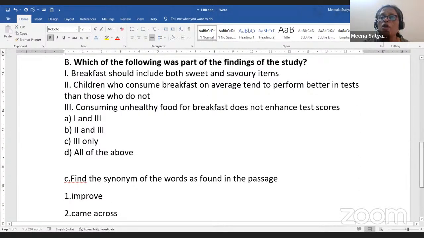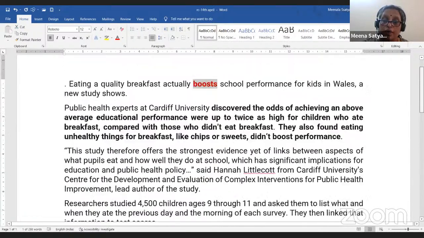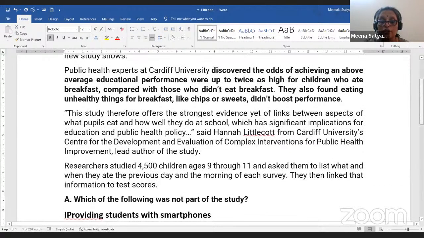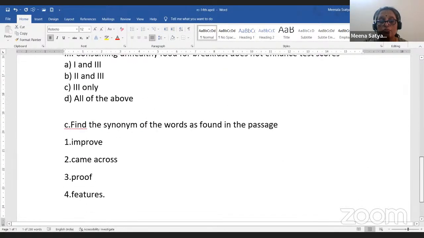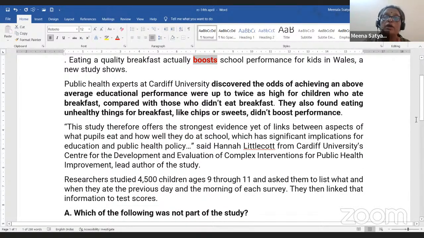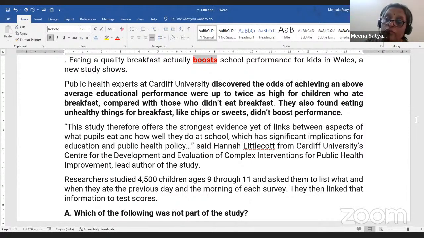Okay, came across. Remember, I have used the word came across. I didn't use come across, which means when I've used came across, the word is in the past tense. If the word is in the present tense, I would have put come across. Since the word is in the past tense, I have used came across. Now, what is it that they came across? Proof and features. Yes. Discovered. They came across the odds of achieving an above average educational performance. They found out. So that is the one which says came across.